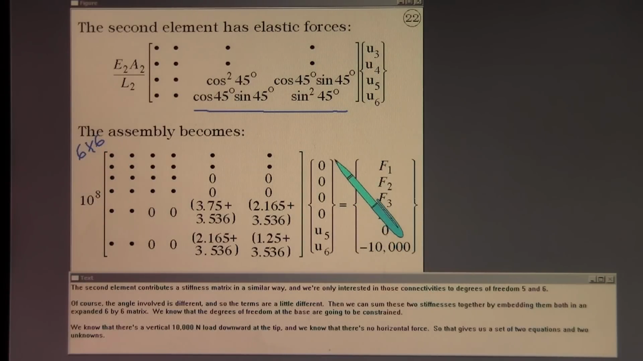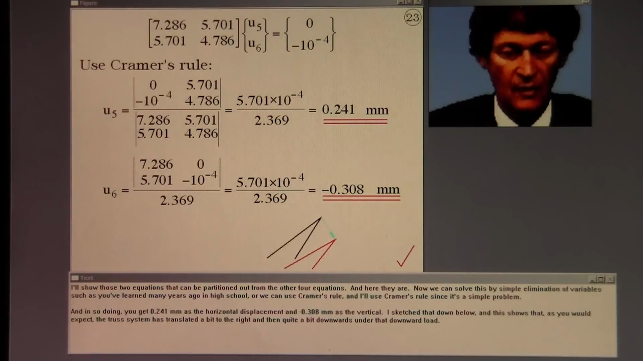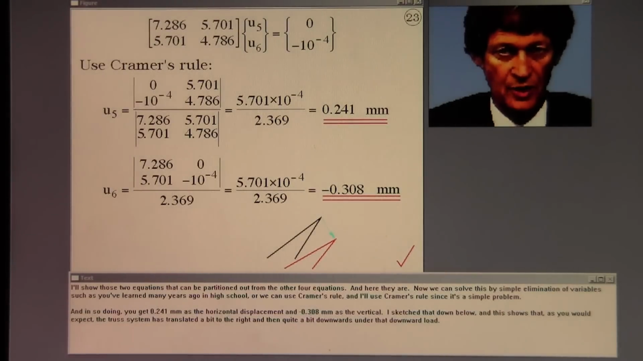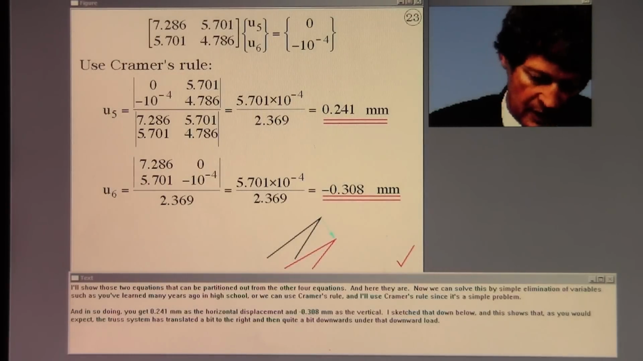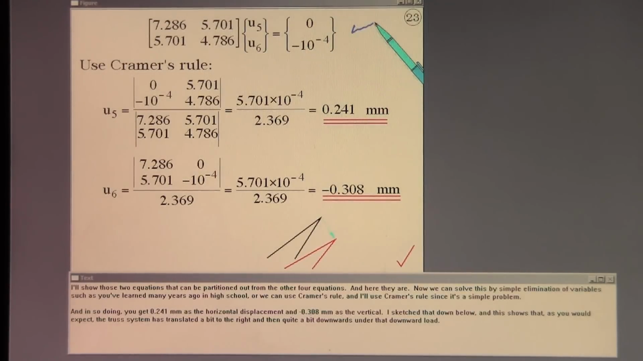We know that the degrees of freedom at the base are going to be constrained. We know that there's a vertical 10,000 Newton load downward at the tip, and we know that there's no horizontal force. So that gives us a set of 2 equations and 2 unknowns. I'll show those 2 equations that can be partitioned out from the other 4 equations, and here they are.